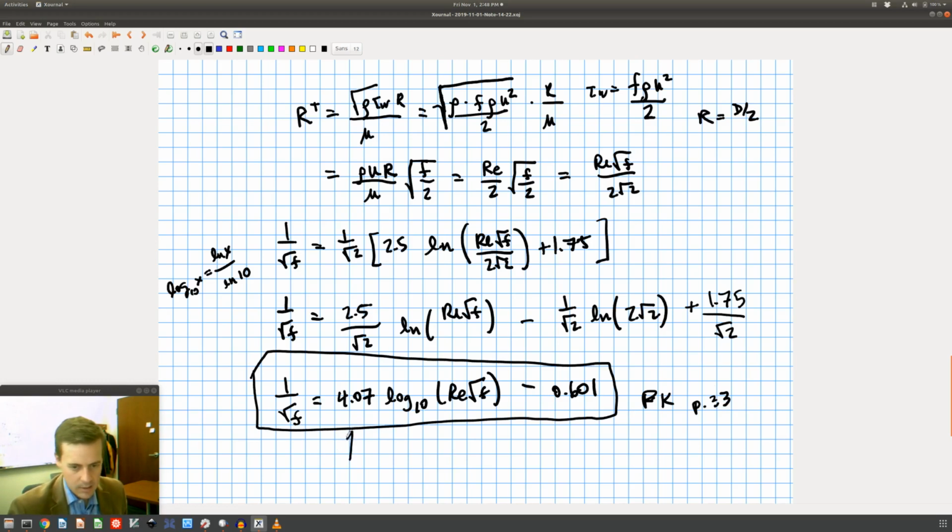33. And this one right there is a different number. That one just becomes 4.0. And this one back here is minus 0.4. So in the empirical fitting, they take the same expression, but these numbers change a little bit. But that's basically the Prandtl-Karman equation that we just derived.